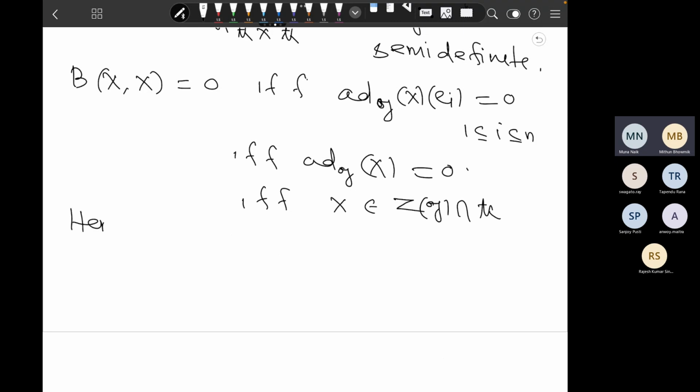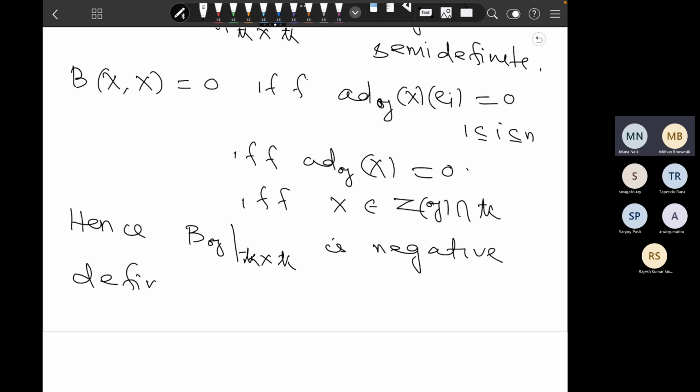Hence, B_G restricted to K cross K is negative definite if and only if ZG intersection K is equal to 0.